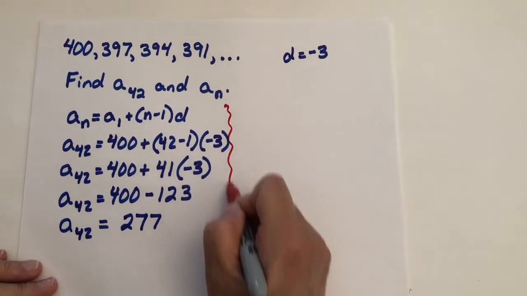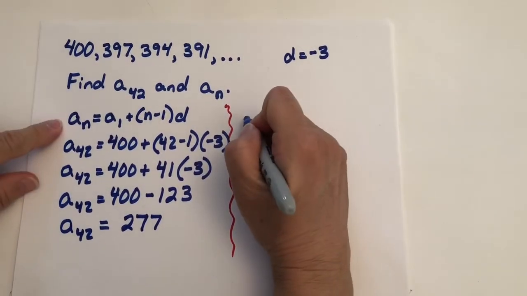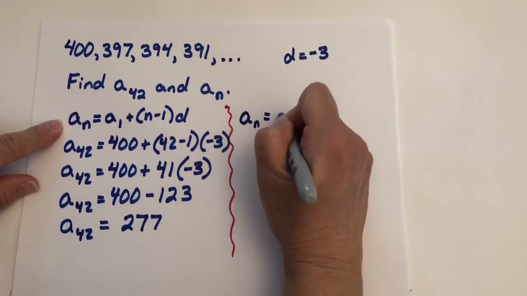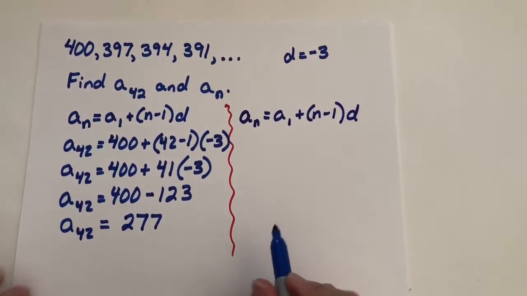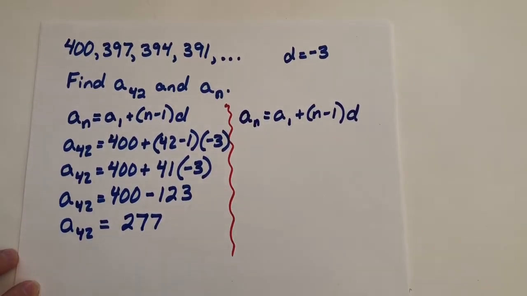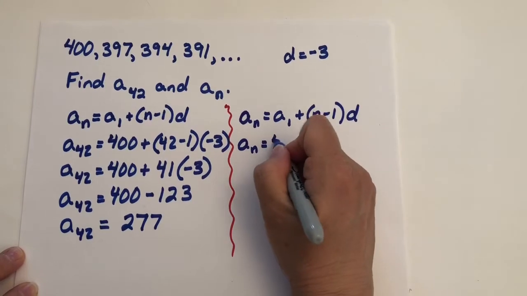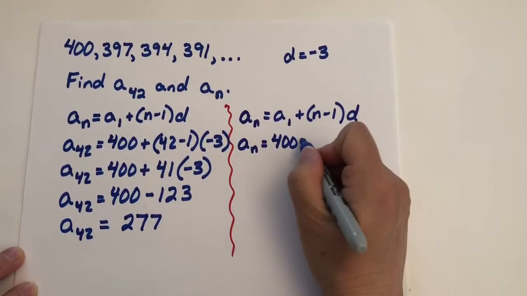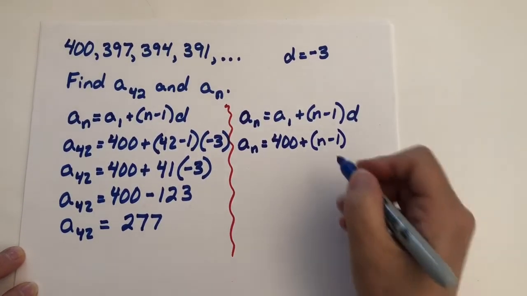Now let's see if we can find the nth term. I should have left a little more space. Let's see if we can squeeze it in. We already have the formula written. Let's write it again. So when you're asked to find a sub n, you're being asked for the formula that represents the nth term. So we start with the first term, which is 400, plus n minus 1 times d in this case, which is negative 3.